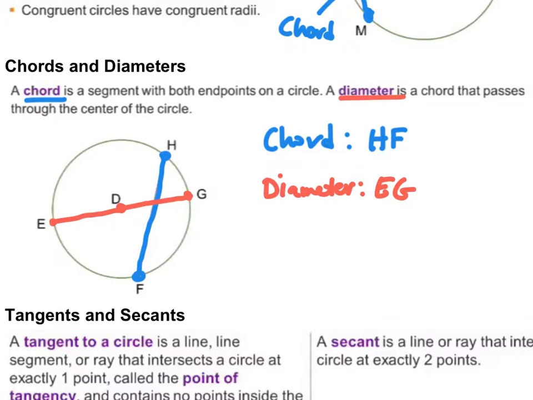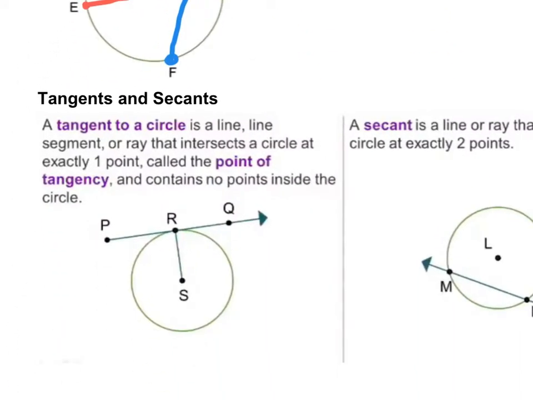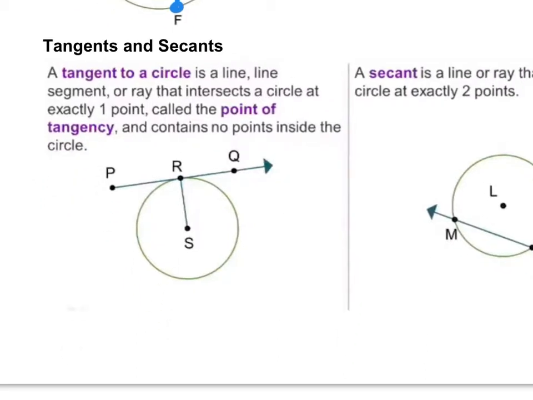All right, the next thing we have are tangents and secants. A tangent to a circle is a line, line segment, or ray that intersects a circle at exactly one point, the point of tangency. What I like to think of is the tire on a car. I'm going to draw that example down here. When you have a car, the point at which the tire hits the road, that, my friends, is your tangent point, your tangent to that circle.